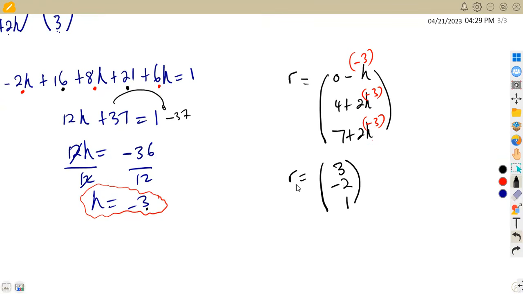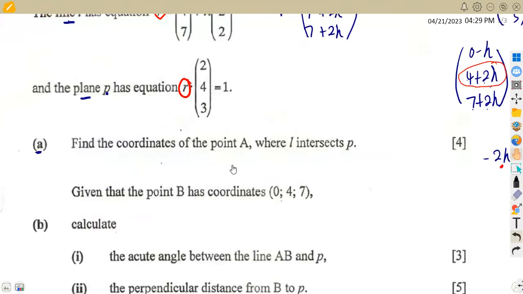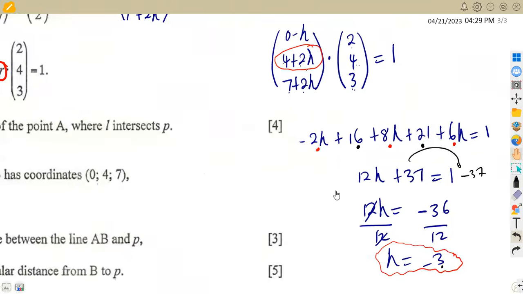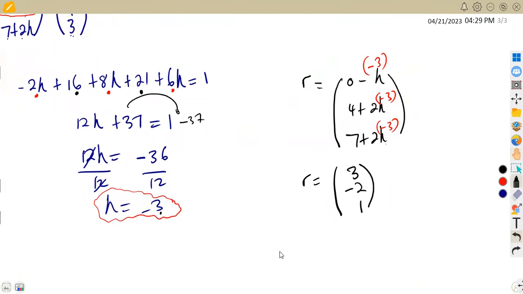So that's our R in this case, representing the point A, which is the point of intersection. So this is our A. You can write this in coordinate form. Therefore, our point A can be written as 3, negative 2, positive 1. This represents the point A, which is the point that we have at the intersection of the line and the plane.